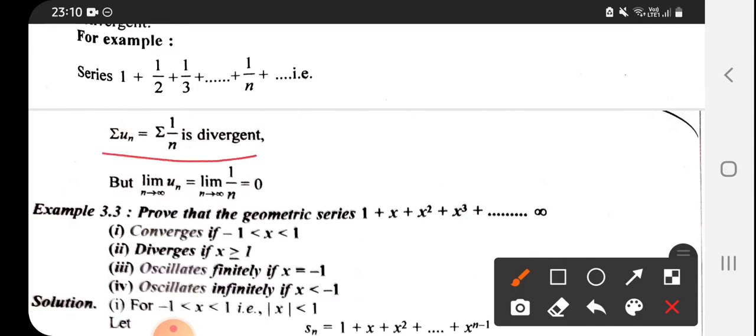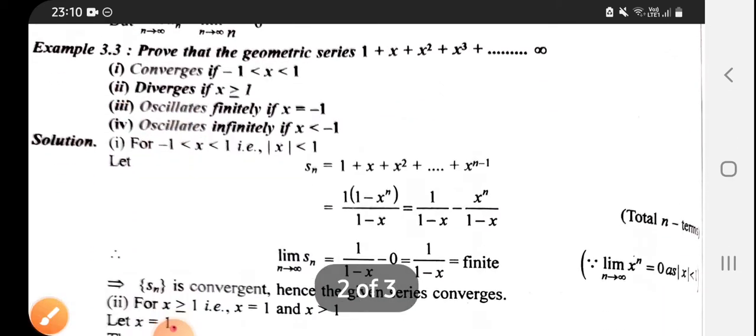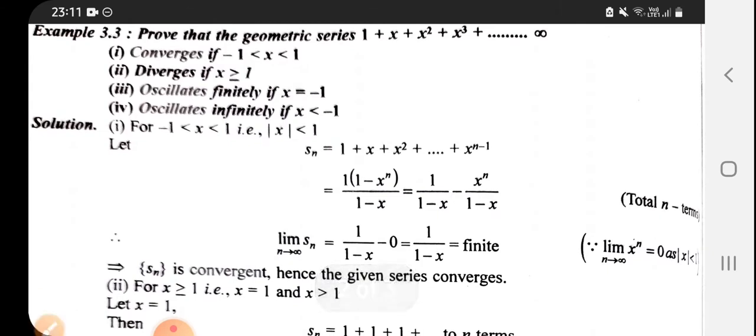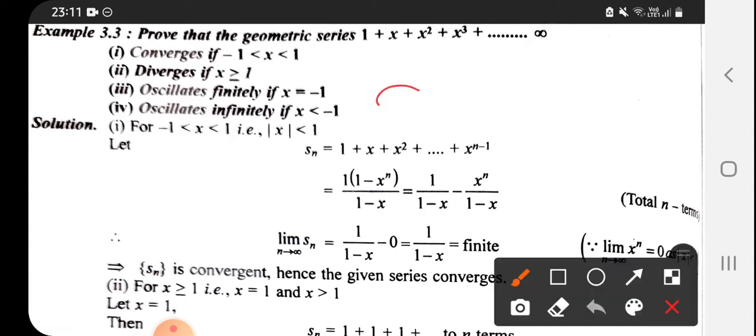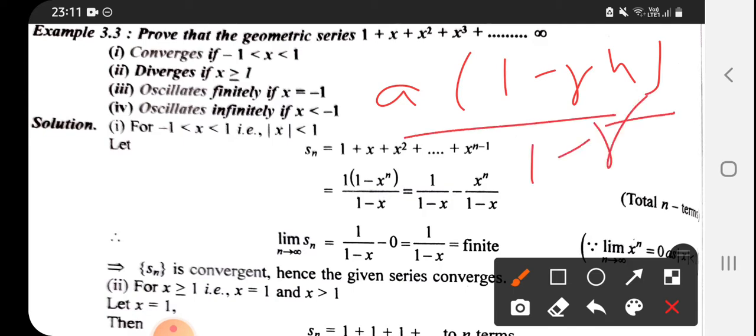Now we prove that the geometric series 1 plus x plus x square plus x cube up to infinity is convergent in this condition, divergent in this, oscillates finitely, oscillates infinitely. Now we see this is a geometric progression, and the sum of a geometric progression of n terms is a times 1 minus r to the power n divided by 1 minus r, where r is the common ratio, that is x. We get the sum by this formula. Here we consider the modulus of the common ratio less than 1.